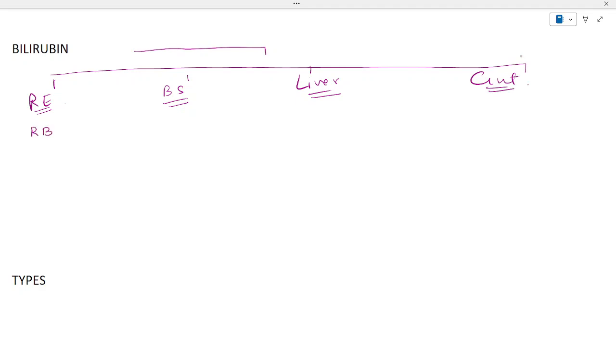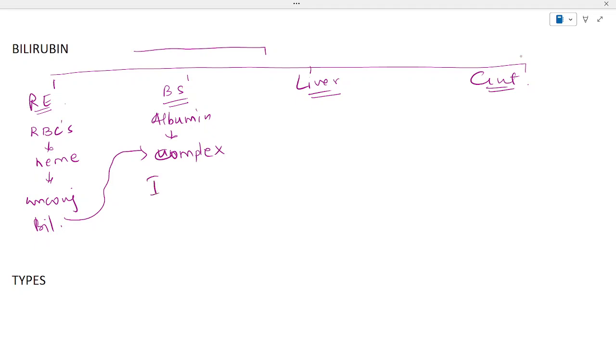So in the reticuloendothelial system, the RBCs, which have heme, result in the development of unconjugated bilirubin. This unconjugated bilirubin enters the bloodstream and forms a complex with albumin, that is the unconjugated bilirubin albumin complex. We also call it indirect bilirubin. This indirect bilirubin moves to the liver cells, where it combines with an enzyme, uridine glucuronyl transferase, that is UGT, and that forms direct bilirubin, also called conjugated bilirubin.